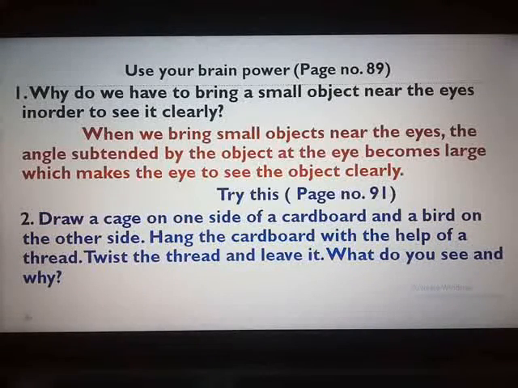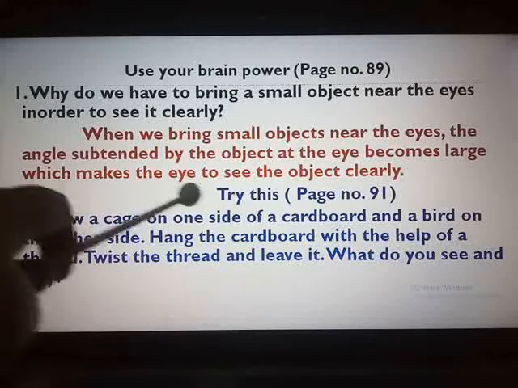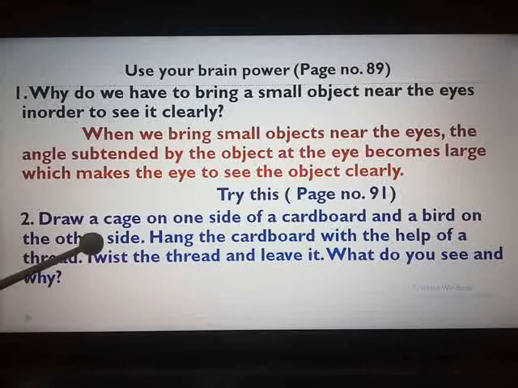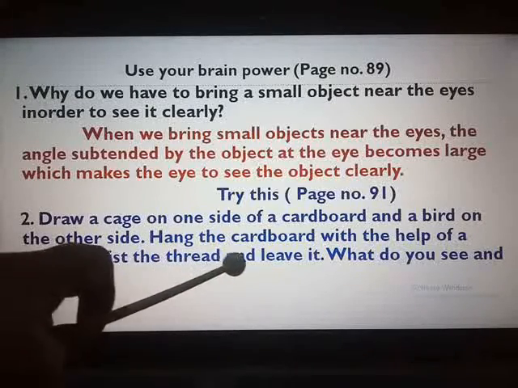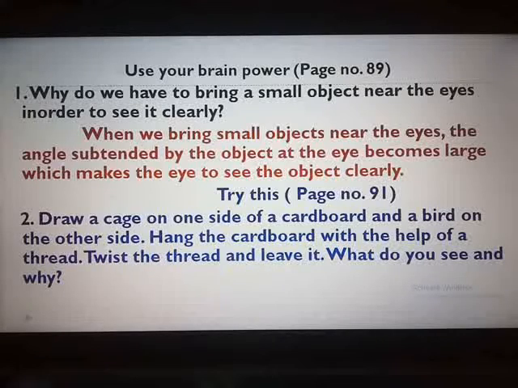First one, there is no such question which they have asked. Take a burning incense stick in your hand and rotate it fast along a circle. No questions are asked, so the second activity we will take. Draw a cage on one side of a cardboard and a bird on the other side. Hang the cardboard with the help of a thread. Twist the thread and leave it. What do you see and why?